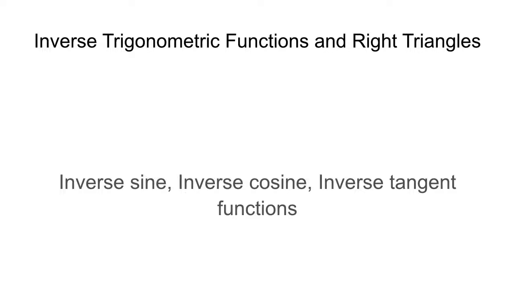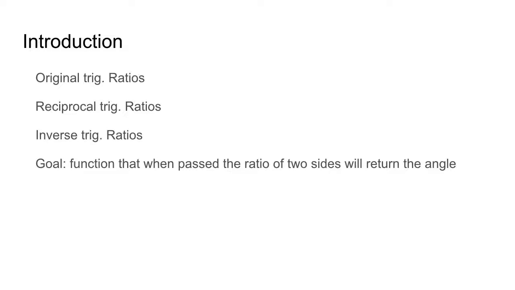In this chapter, we will be discussing the inverse trigonometric functions and right triangles, the inverse functions being inverse sine, inverse cosine, and inverse tangent. The objective of these functions is to plug in the ratios and be able to pump out a number. To fully understand this, we need to first complete a proof to understand these ratios.